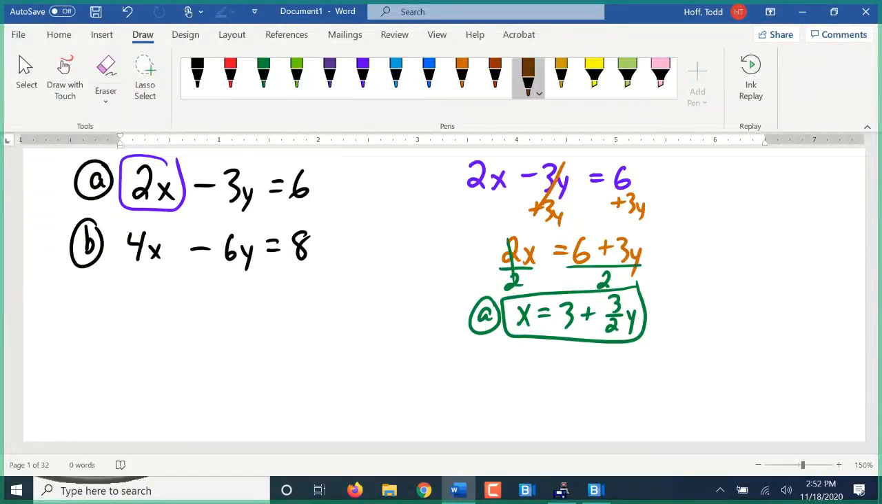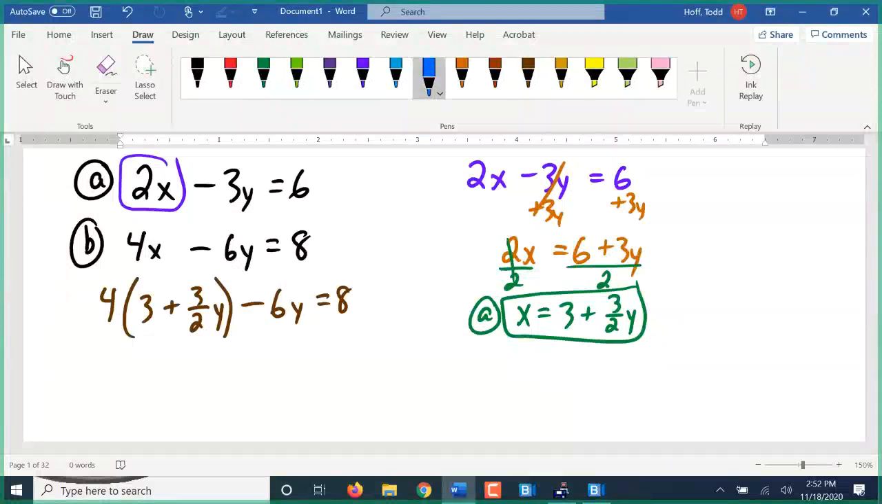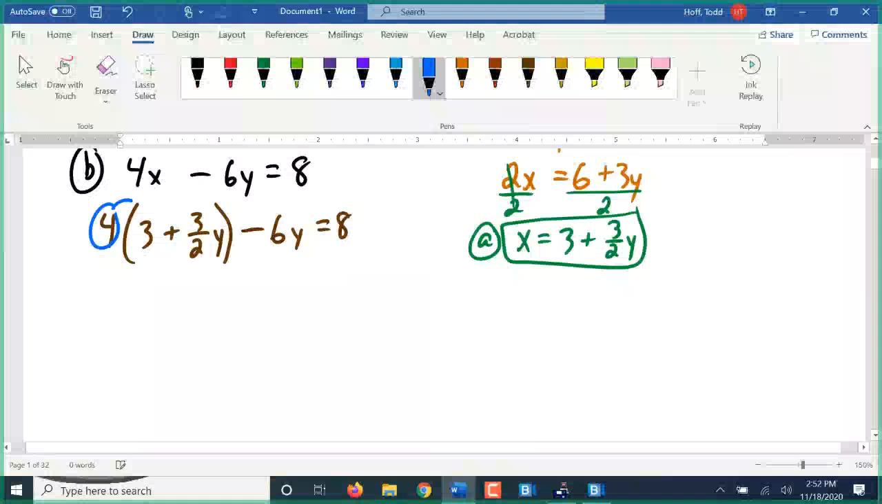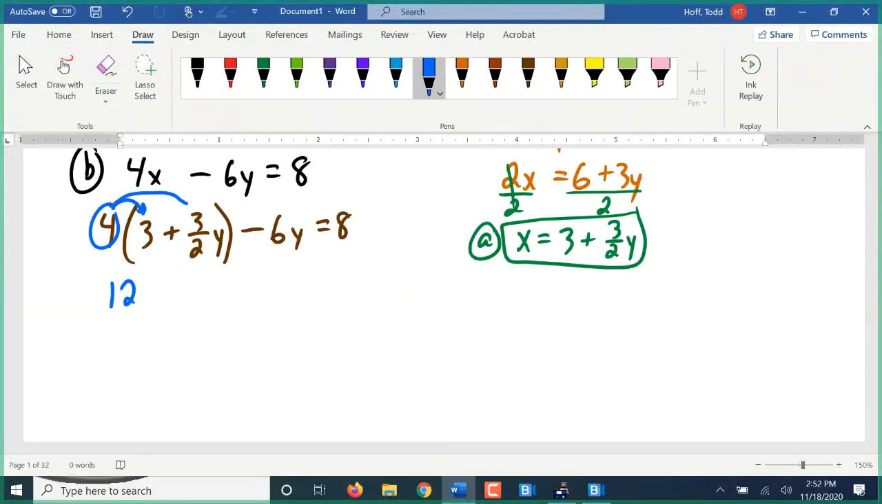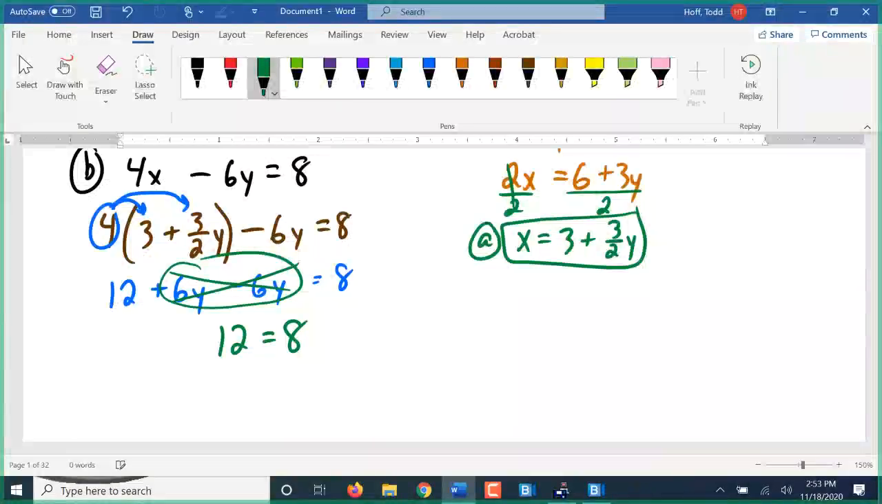Let's substitute it back into equation B here. 4 times x becomes 4 times 3 plus 3 halves y, minus 6y equals 8. Now we're down to one equation with one variable. So let's combine what we can on the left side. 4 times 3 is 12. 4 times 3 halves is 6y. And we have a negative 6y. So once again, we'll combine 6y and negative 6y. Once again, it disappears. 6y plus negative 6y is 0y, or just 0. So we have 12 equals 8.